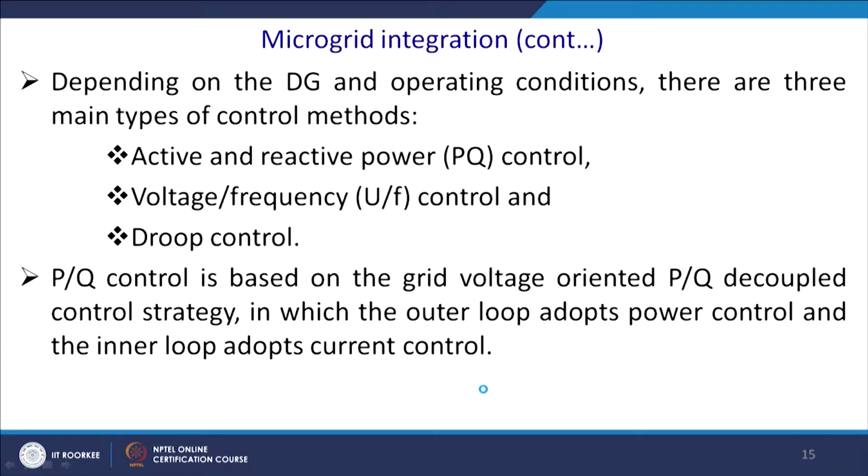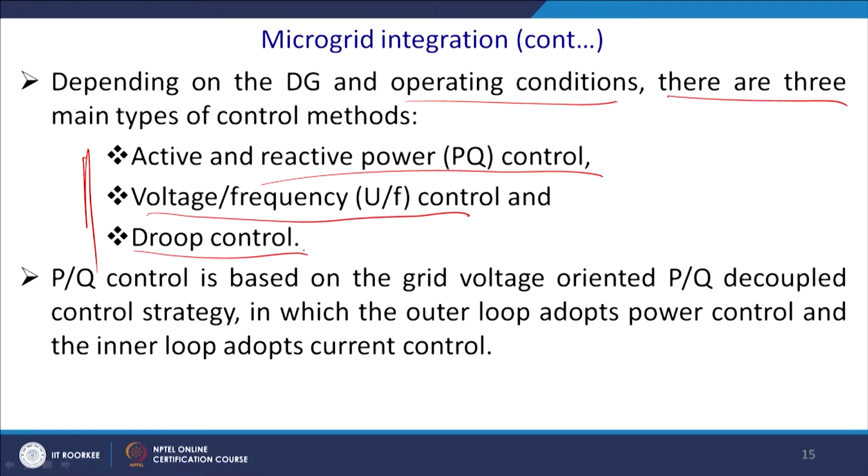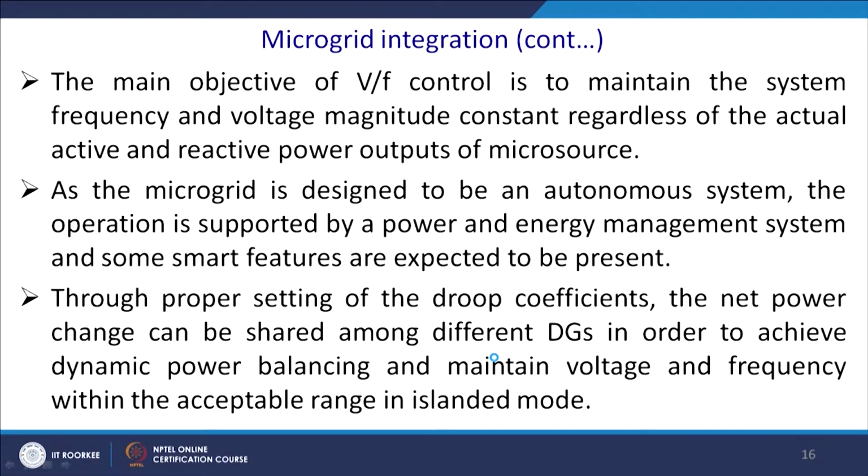And generally we have discussed in detail all these three controls, that is the integration. Depending on the distributed generator and the operating conditions, there are three main types of control: one is active reactive power control, another is voltage frequency control, and the droop control. PQ control is based on the grid voltage oriented PQ decoupled control strategy, in which the outer loop adopts the power control and the inner loop adopts the current control. That is something we require to follow. We have discussed it in detail in our lectures, please refer to those lectures.